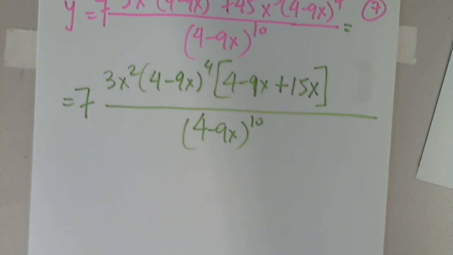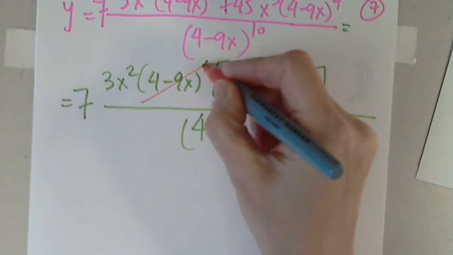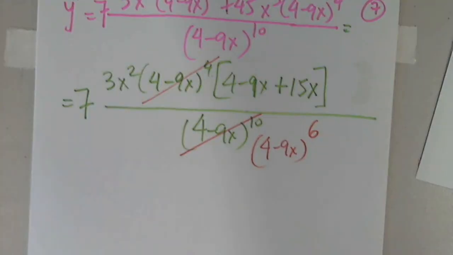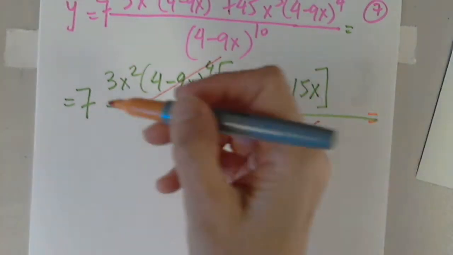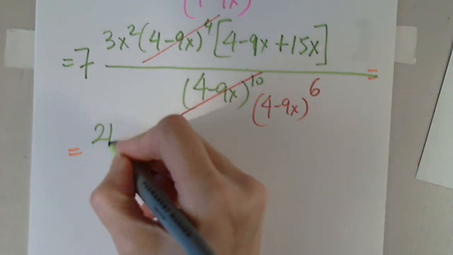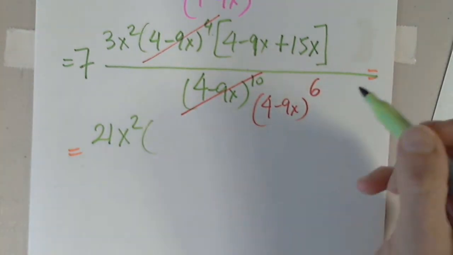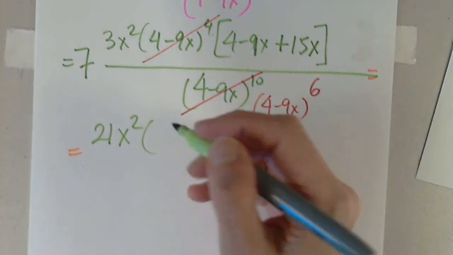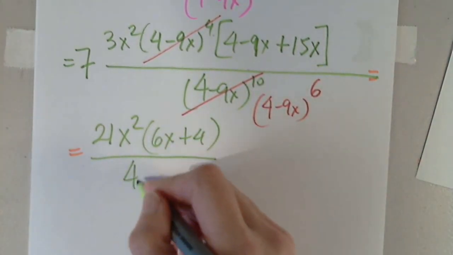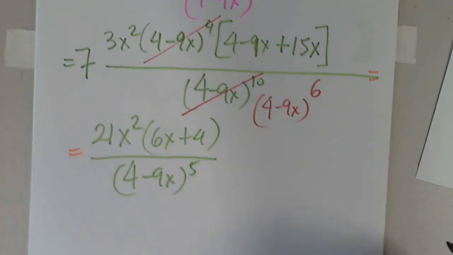Now, only now, I can do this. And then I have to combine my terms inside. And yes, now I can multiply 7 by 3. Oh, this is not good. 21x squared. 15x minus 9x is 6x plus 4 over 4 minus 9x, everything to the 5th power.